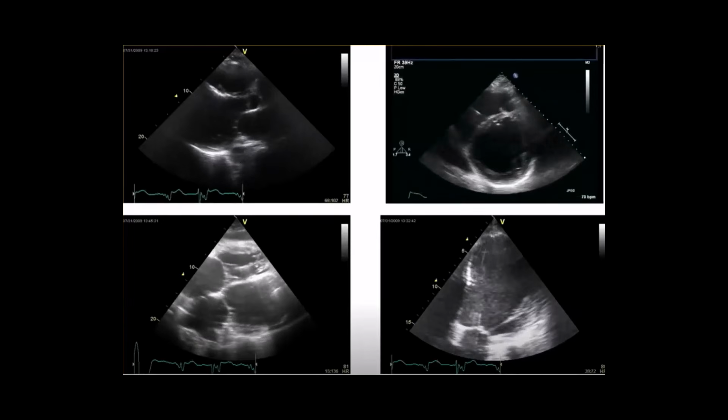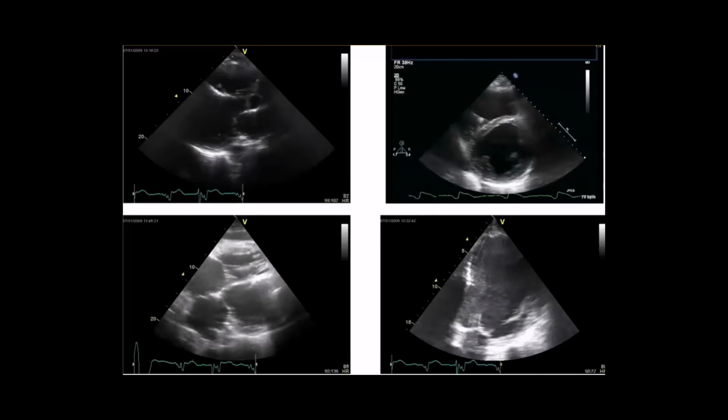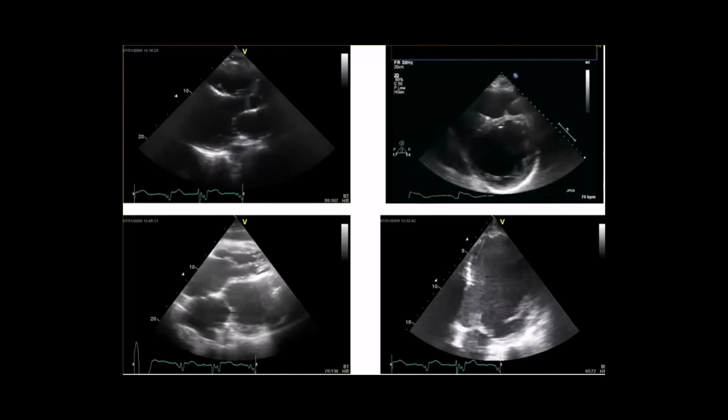So this concludes our assessment today for the LV systolic function. Next lecture will be about the LVOT VTI use in ICU: uses, pitfalls, and how to calculate the cardiac output.